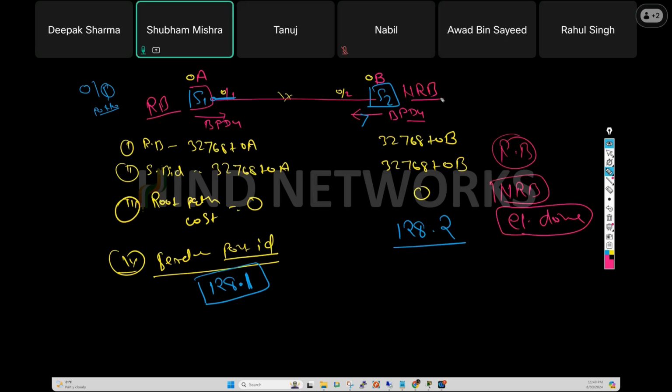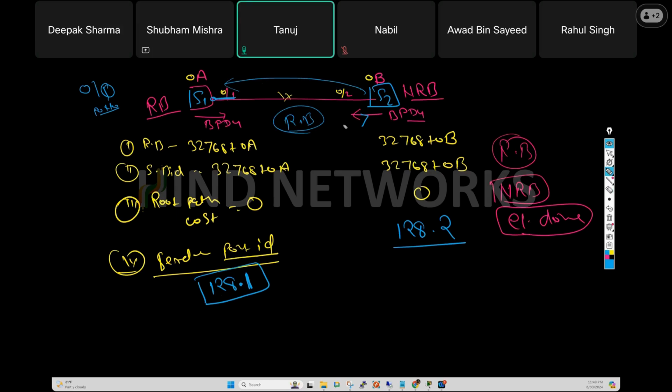Now, for example, let's suppose switch 1 will become the root bridge and switch 2 will become the non-root bridge. Understand? Now the thing is how switch number 2 will inform switch number 1 that I accept you as a root bridge. My question is, when and how switch number 2 will tell switch number 1 that I accept you as a root bridge. This is my question.